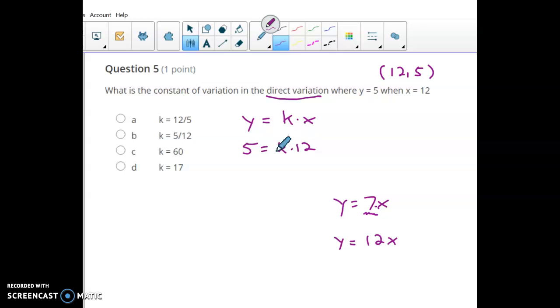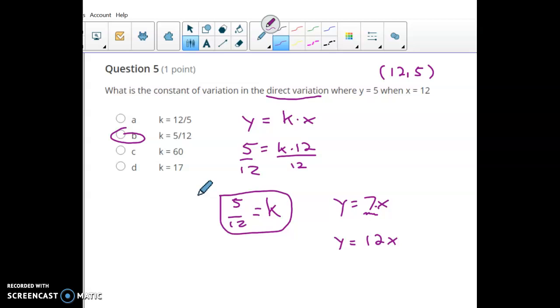So 12 times K equals 5, so just divide both sides by 12. And so K, the constant, is 5 divided by 12. All right, and so our answer here is just letter B.